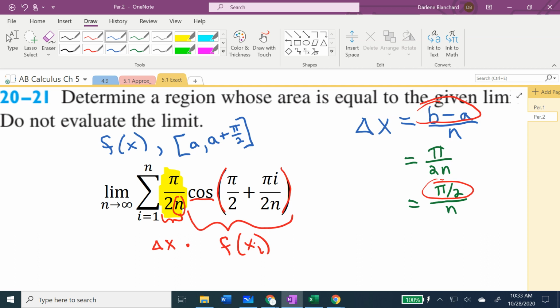So once I've set aside delta x, the next thing I look for is x sub I. And I want to remember what is the formula for x sub I. Picture in your head, do not memorize, but picture that you're starting at x coordinate A, and to find your first x sub 1, you add the width once. To get to your second x, you add the width twice. To find your ith x, you add the width I times. And now let's bring in what I found that width to be.